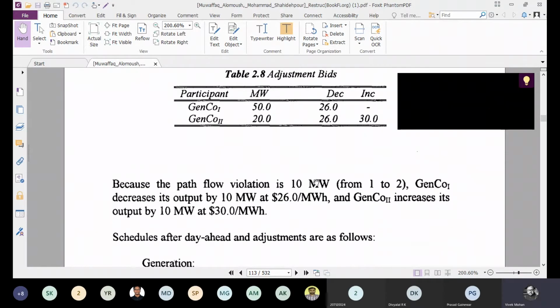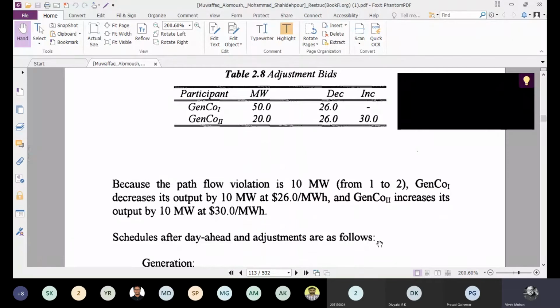what is the path flow violation? It is 10, right? From 1 to 2, the path flow violation is 10. So Genco 1 decreases its output by 10 megawatts at $26 per megawatt hour. That is the decremental bid. And Genco 2 increases its output by 10 megawatts at $30 per megawatt hour. The incremental bid of Genco 2 is 30.